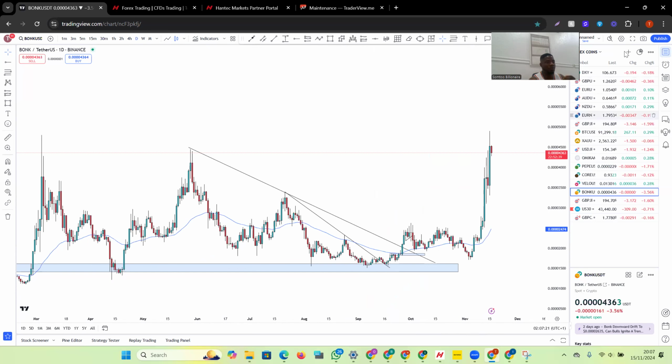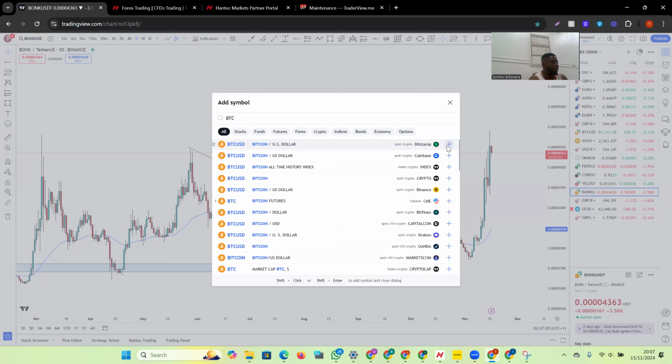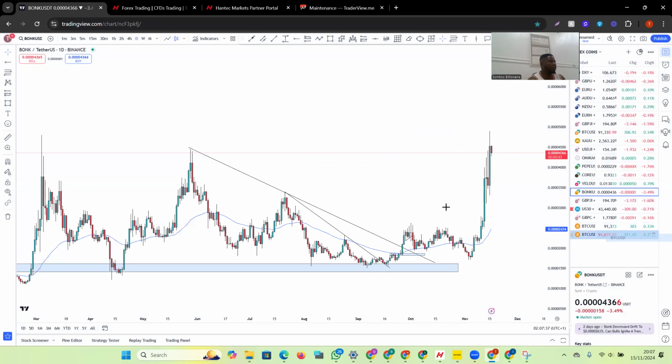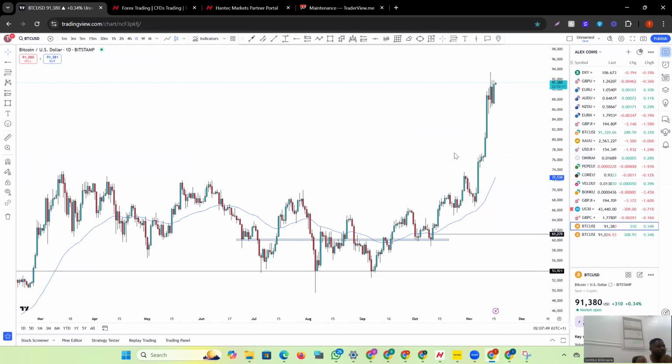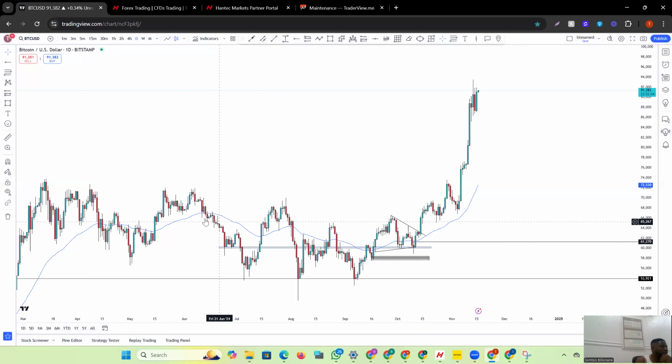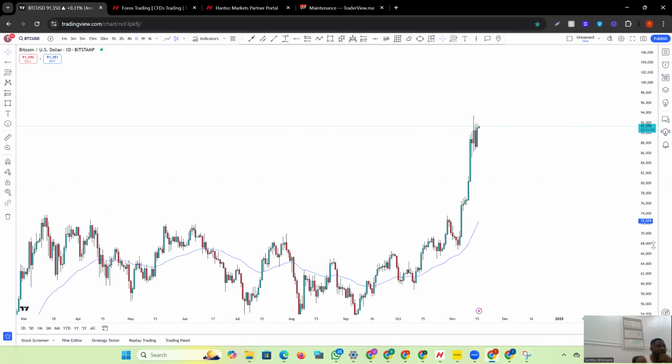So let me look for BTC, another chart. BTCUSD. Okay, can we use Bitstamp? Or let's use Binance. Let me see the one that looks cleaner. Before I analyze the market, I first of all look at the market trend. Let me delete everything here. So the market trend, when I was checking this market, was bullish.